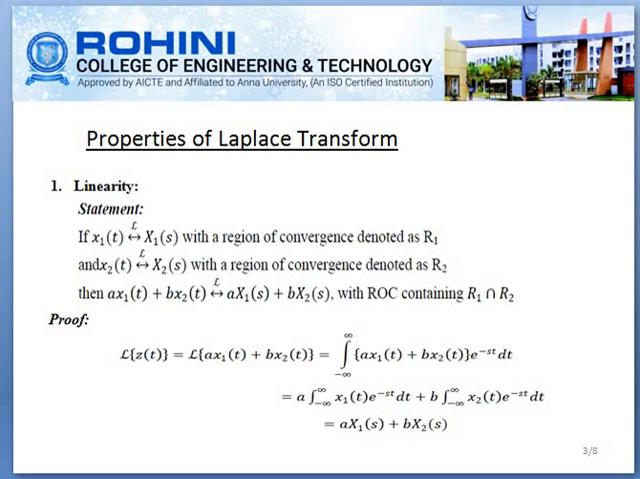Proof: the Laplace transform of x of t, that is equal to Laplace transform of a x1 of t plus b x2 of t, is equal to integral minus infinity to infinity a x1 of t plus b x2 of t into e power minus st into dt. Multiply e power minus st inside. So a integral minus infinity to infinity x1 of t e power minus st dt plus b integral minus infinity to infinity x2 of t e power minus st into dt equal to a X1 of s plus b X2 of s.